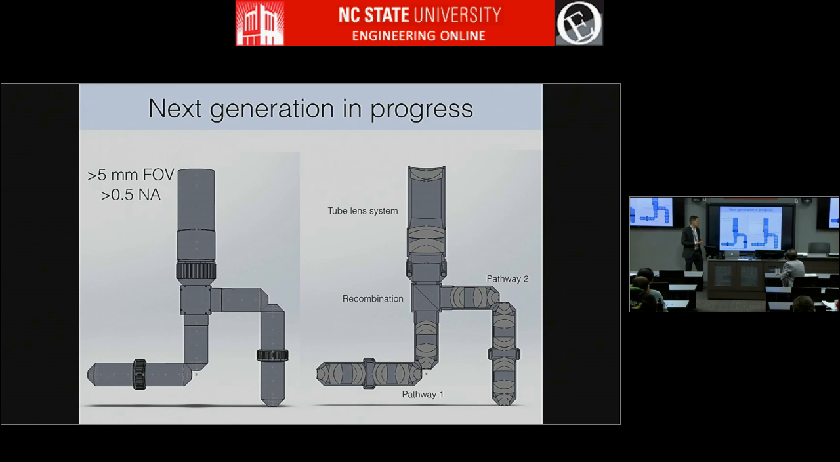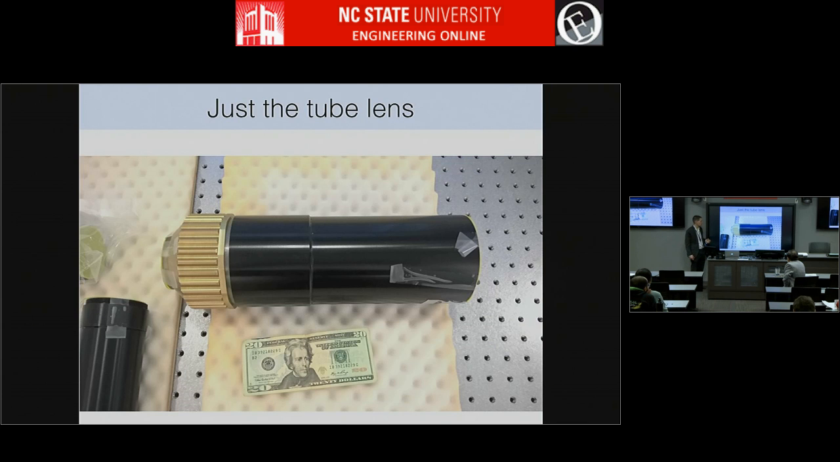So this lets us scan. This is an improvement in a couple of different ways. It gives us more flexibility, and it also lets us scan a larger beam over a larger angle. And these are huge optics. We've received some of it in the mail. This is a $20 bill just to give you an idea of scale. This is just the tube lens assembly.